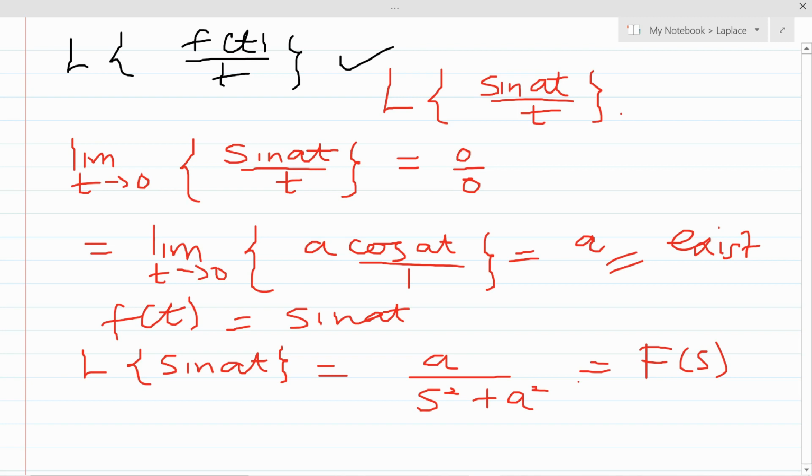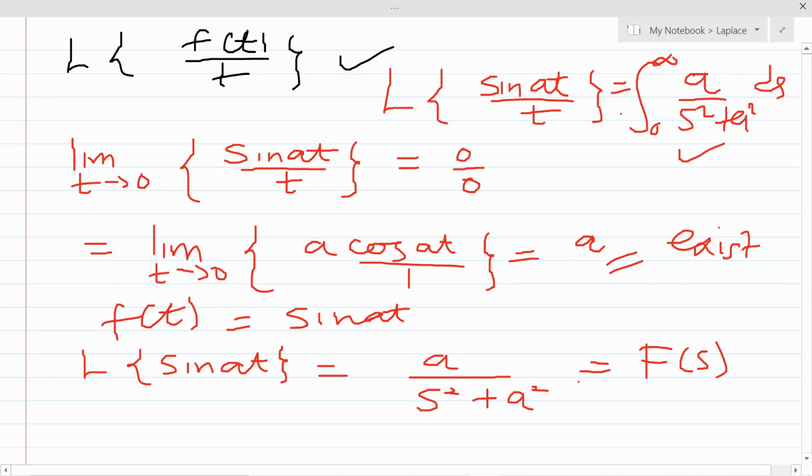So with this, let's clean everything and do the integration. I think that the whole of this Laplace will be equal to the integral from 0 to infinity. Now f of s is what? A over s squared plus a squared ds. Okay, so this is what you are going to work with.